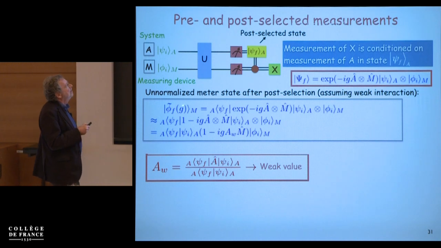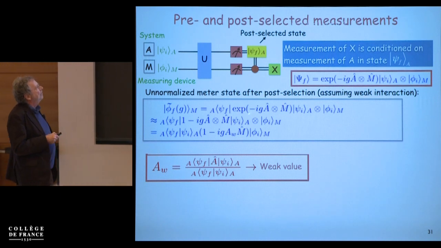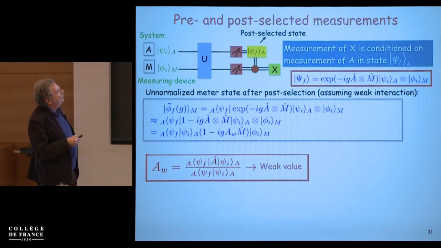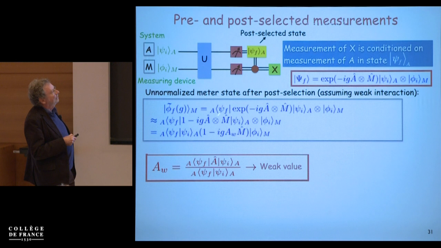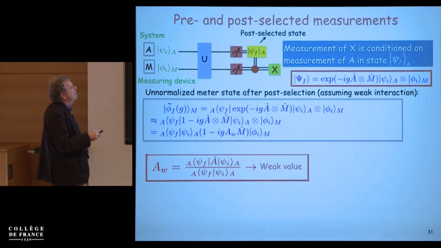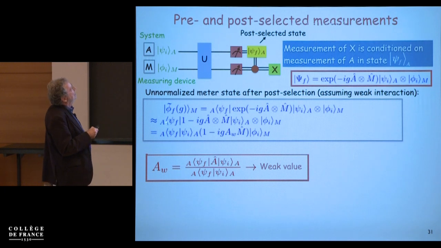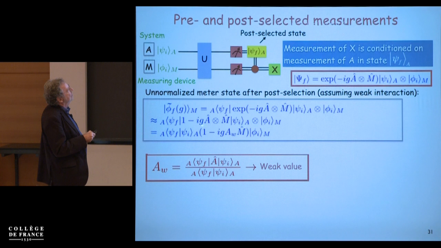Now, we can calculate the unnormalized meter state after post-selection, assuming some weak interaction, in the following way. So this is the initial state, this is the evolution, and now I project this final state onto the post-selected state, the state we want to post-select, and that will give me the post-selected state of the meter, okay? Because I have already projected onto the state of the system. So the post-selected state of the meter, non-normalized here, I'm not normalizing this, can be written in this way. Expand this exponential, assuming weak interaction. So the first term is given by that.